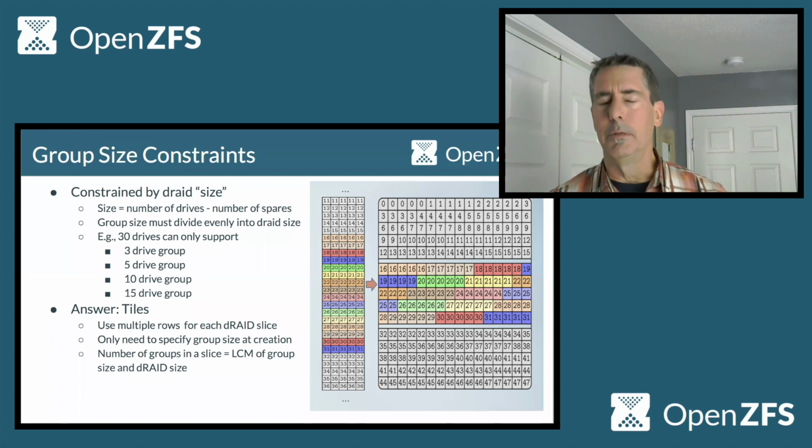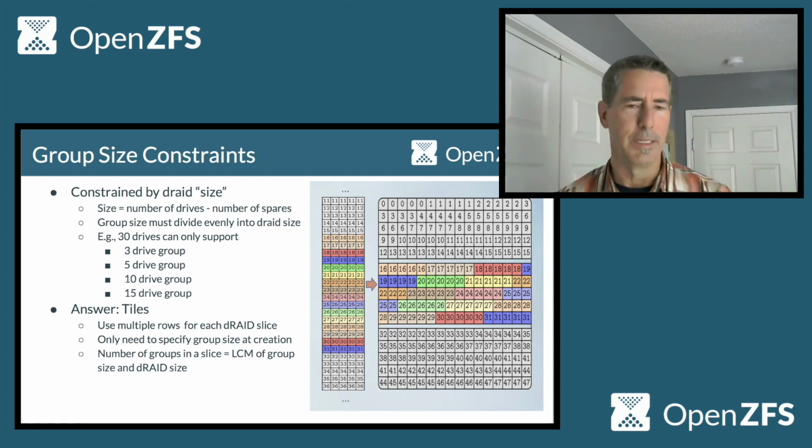That decouples basically the group size from worrying about the number of groups. So in earlier iterations of dRAID, you had to specify not just group size, but number of groups. Now you never specify number of groups, you only specify your group size, and the number of groups is generated for you automatically based off of this math.